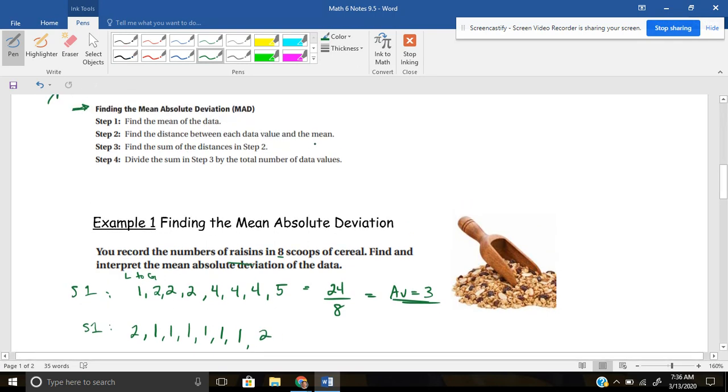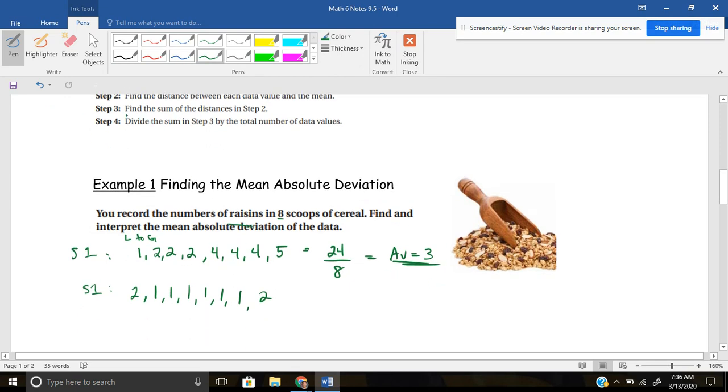Okay, so that's finding the distance between each data value and the mean. So how close are each one of these data points to the mean? Next, find the sum of the distances in step 2. So I'm going to add these together, and that'll give me 2, 3, 4, 5, 6, 7, 8, 9, 10, and divide by how many there were. So that's the third step, and then the fourth step is divide the sum by the total number of data values. There's 8 data values. So 10 divided by 8 will give me 1.25. And there is my mean absolute deviation.